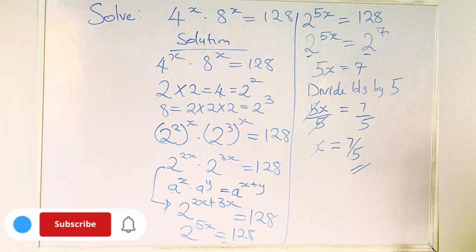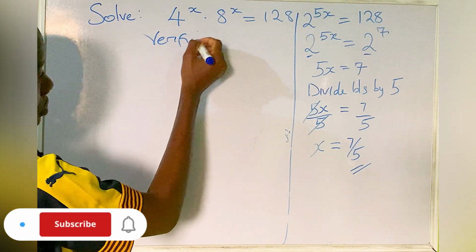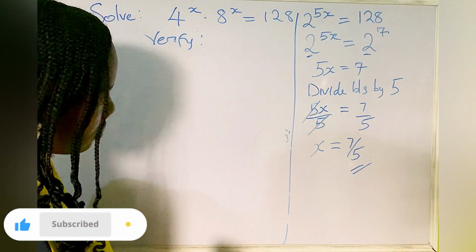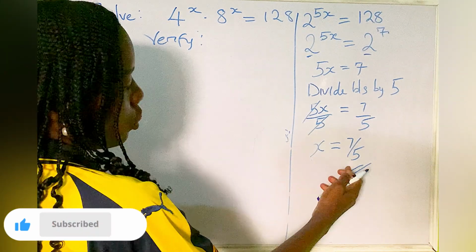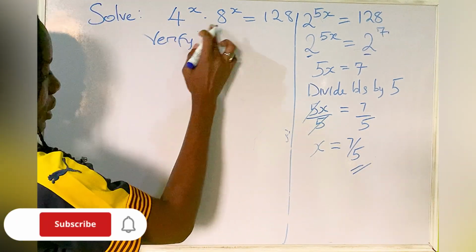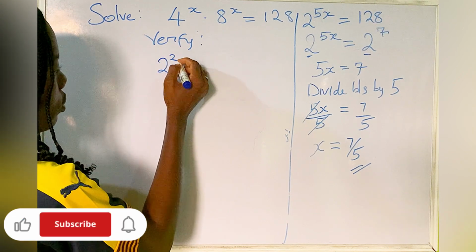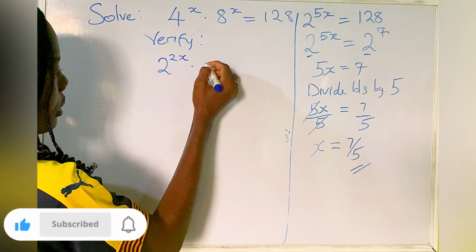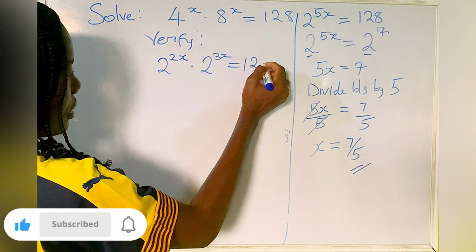Let's verify. Now verify. Our answer for x is 7 all over 5. And our initial question is this, which is 2 to the power of 2 raised to x multiplied by 2 to the power of 3x is equal to 128.